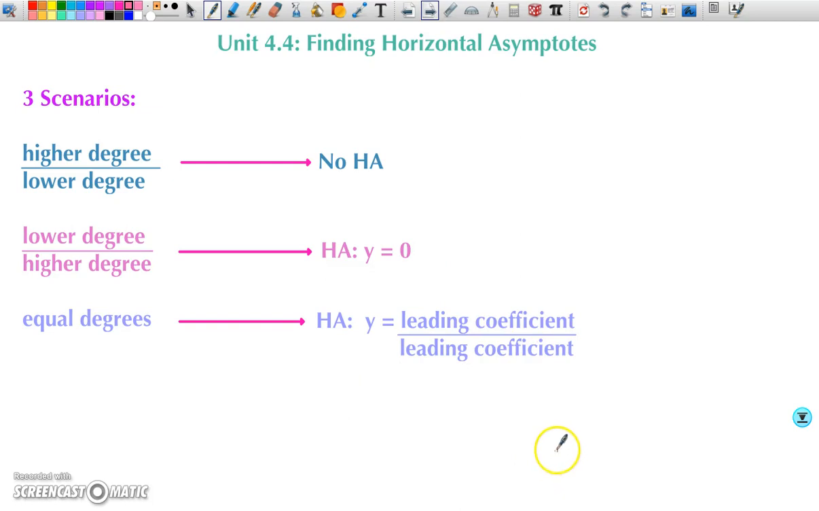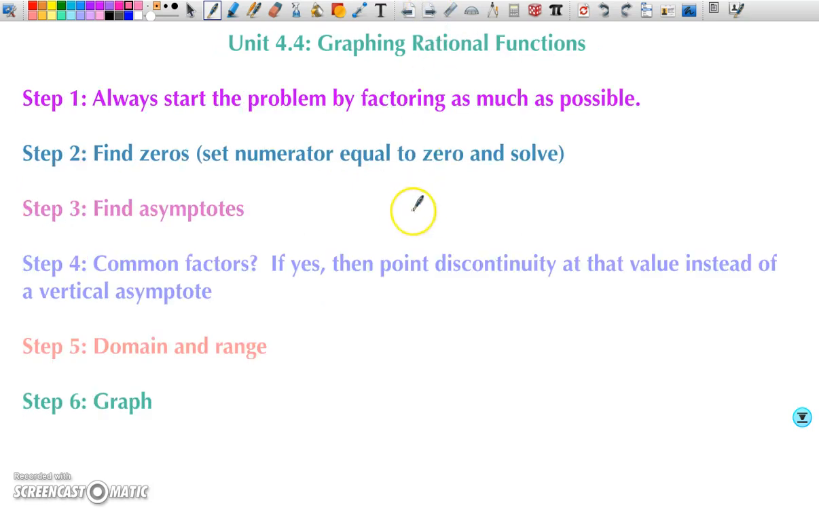So horizontal asymptotes, we have 3 different scenarios for how to find horizontal asymptotes. If your higher degree is in the top, you don't have a horizontal asymptote. If your higher degree is in the bottom, your horizontal asymptote is y equals 0. And if you have equal degrees, then you do the leading coefficient over the leading coefficient. But your vertical asymptotes, those still stay the same, where you set your denominator equal to 0.